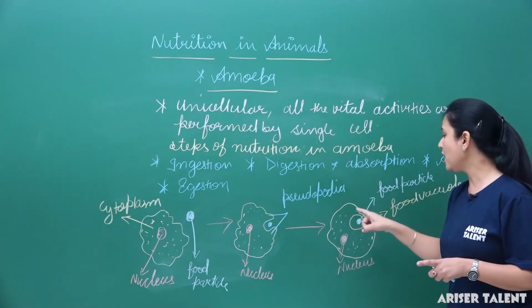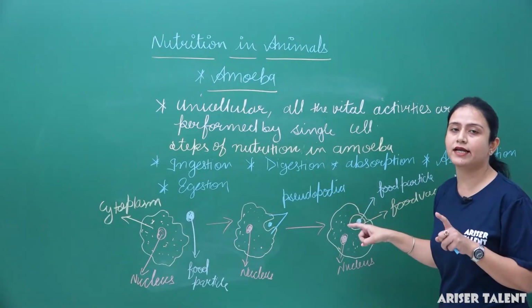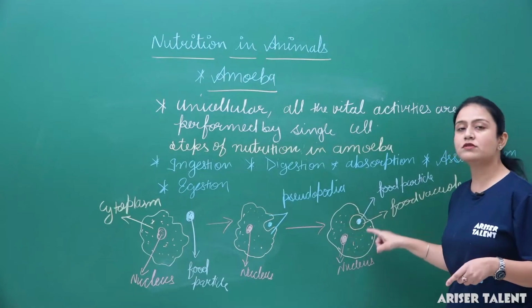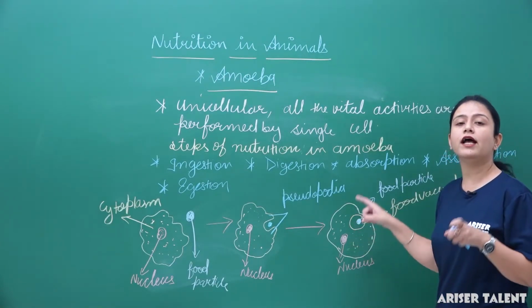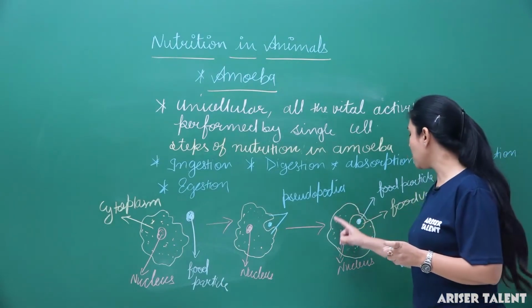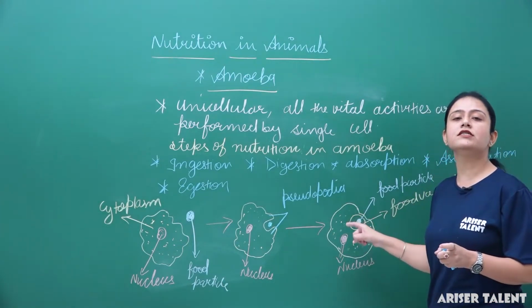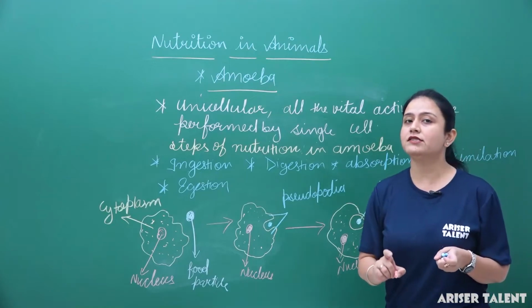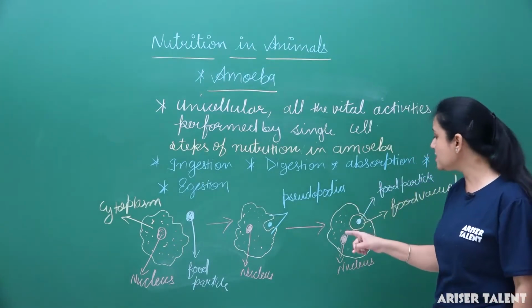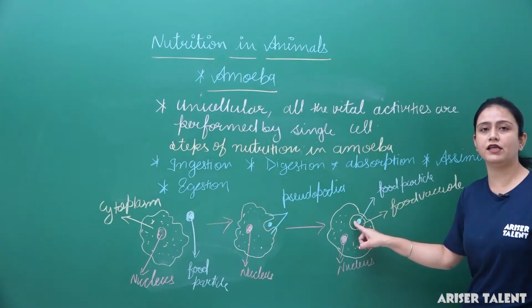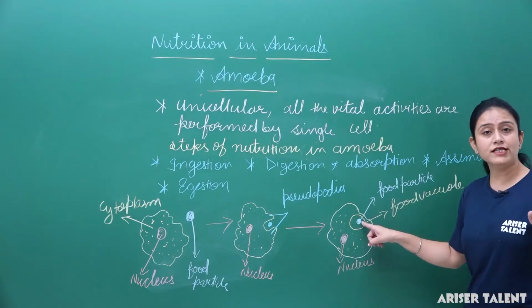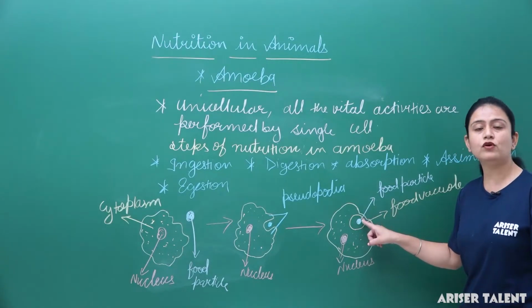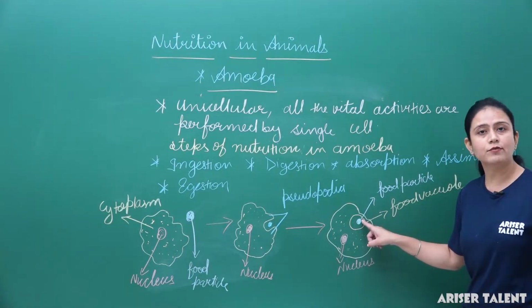Clear? It means when the food particles enter inside the amoeba, it forms a food vacuole. The cytoplasm which is present inside the amoeba contains some digestive enzymes. These digestive enzymes enter the food vacuole. Fine. Then what happens? These enzymes break down this food particle into a simpler form.